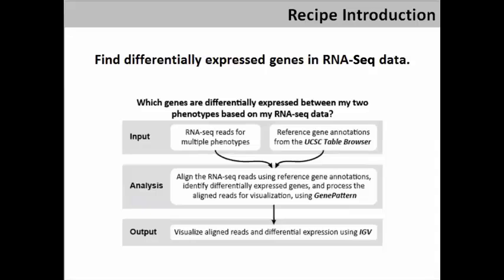To use this recipe, we will need input data. We will be using raw RNA-Seq reads from multiple phenotypes, and we're going to be using a reference genome from the UCSC table browser. We will use GenePattern to align those RNA-Seq reads and determine which genes in the RNA-Seq data are differentially expressed and can tell the difference between our two phenotypes. Finally, we will visualize the aligned reads and the differential expression using IGV.